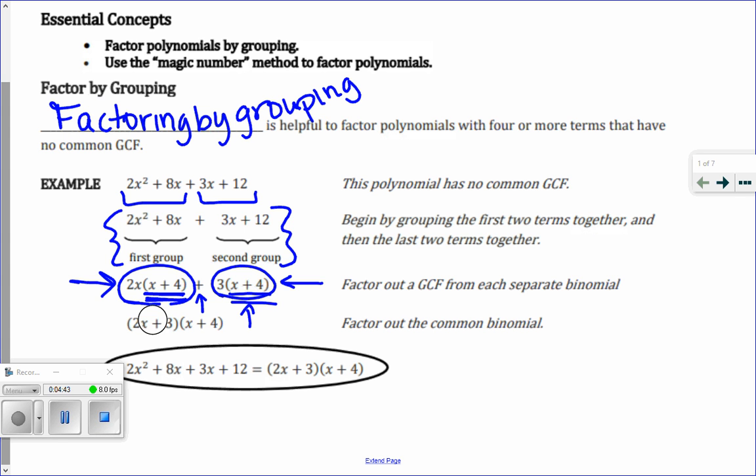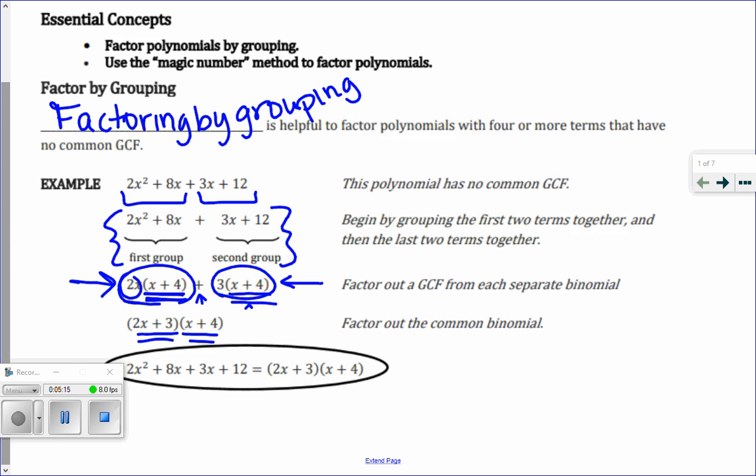And so your final answers here end up being the x plus 4 that was a common factor, and then just like before, in the other parentheses, those leftover factors that are left behind when you factor the GCF. And voila, all of a sudden, that very intimidating looking 4-term polynomial has been factored into 2x plus 3. That's one of your factors.